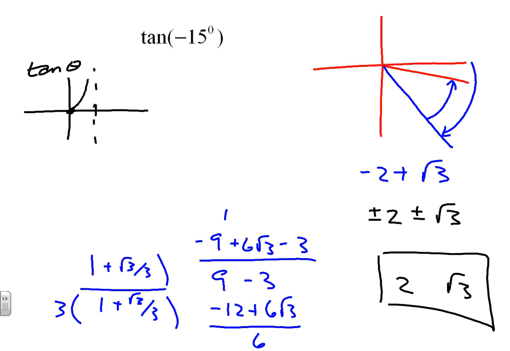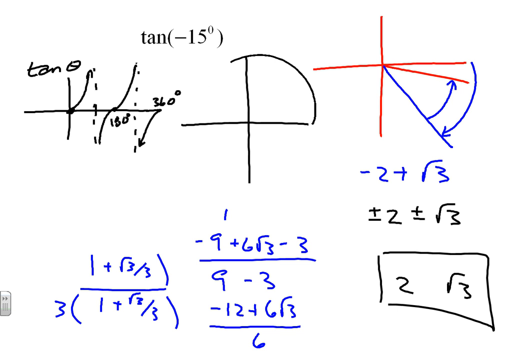At 90 degrees we're asymptotic. At 180 we're back to 0. At 270 we're at an asymptote, and at 360 we're back to 0. So here would be 180 degrees, here would be 360 degrees. As we tour around tangent, we start at 0, and then we move toward infinity. This is a positive quadrant for tangent. This is negative. This is positive. This, the fourth quadrant, is negative.